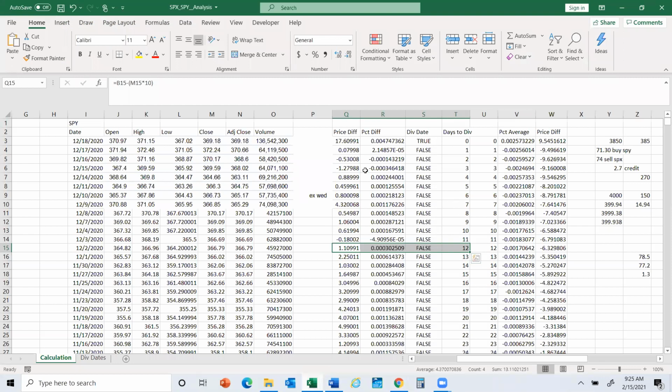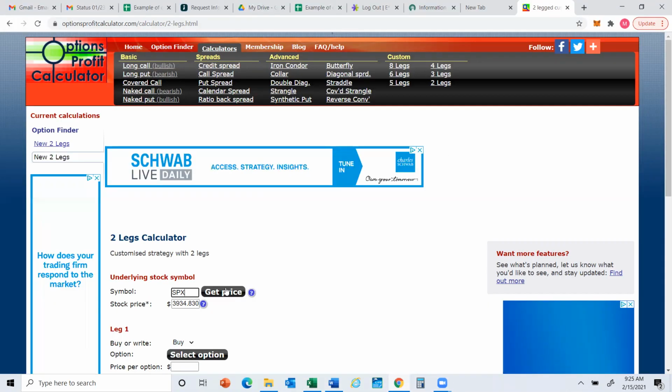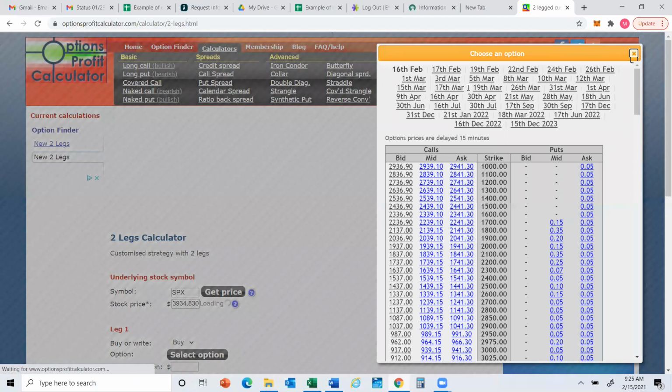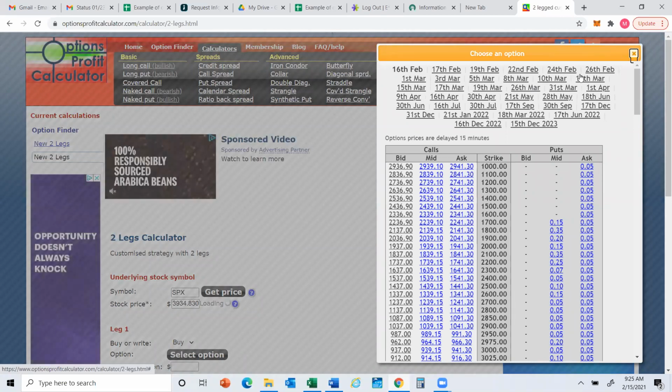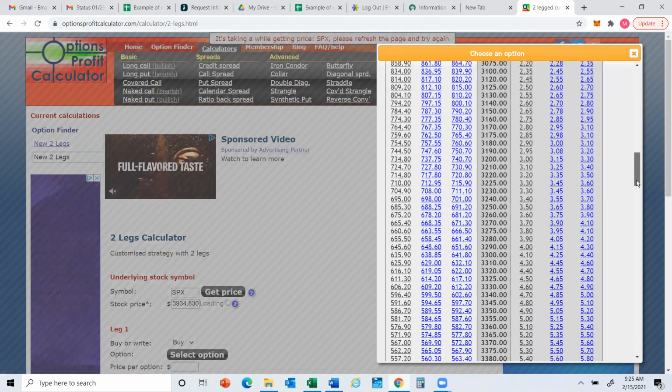And ultimately, we're basically going to try to find an option that's going to expire right before the dividend date, where we're going to assume the SPY and the SPX are going to close at the same price. So let's go ahead and say get price for the SPX. We already did that. Now let's select an option. We're going to do the 12th of March because I believe the dividend day is the 15th of March. So we're going to do expiration date 12th of March.